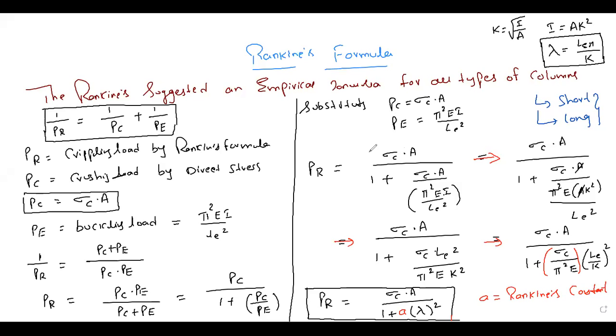All columns in your residential buildings are not long columns, and you can't find any short column over there. So those columns are basically intermediate columns.